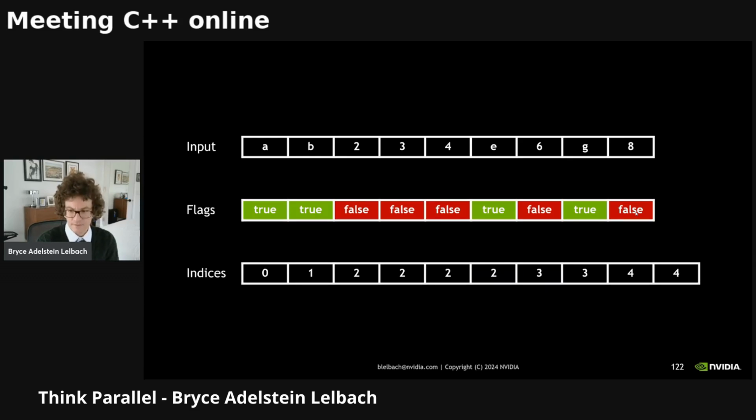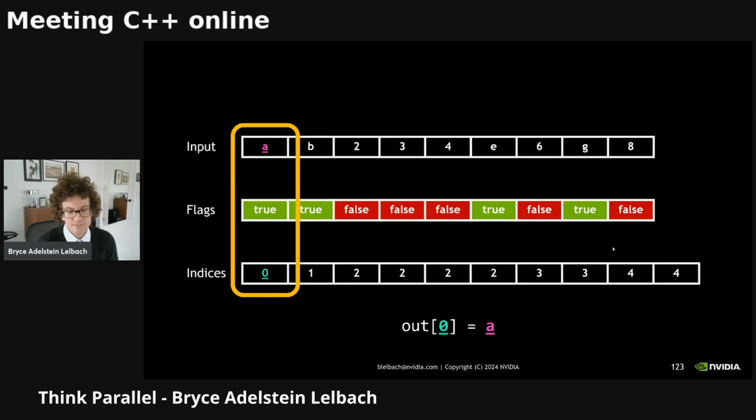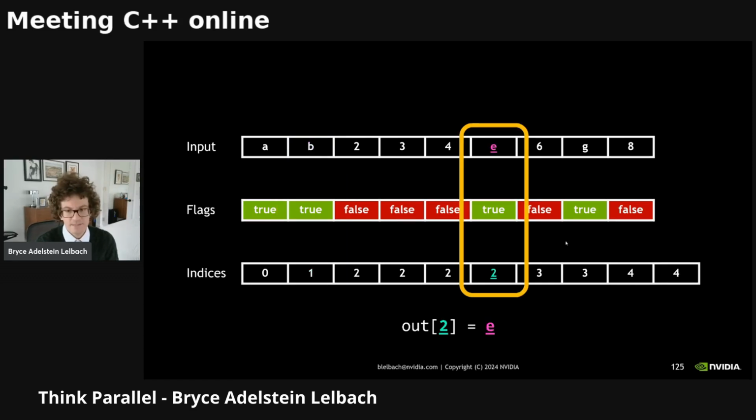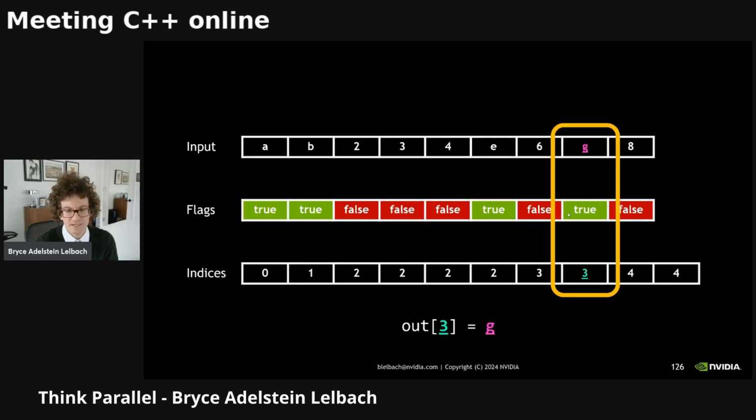Now we perform the next step, where we walk through the flags vector, and for every true flag, we write that element at its associated index. We call this the write pass. So A is written at index 0. B is written at index 1. E is written at index 2. And G is written at index 3. And the final element of indices has the count of how many elements were written, which is 4.